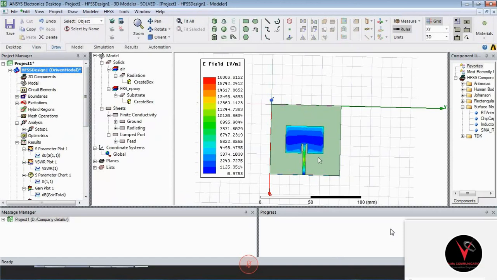So with 180 degrees, our maximum power is transmitted into this 90-degree.